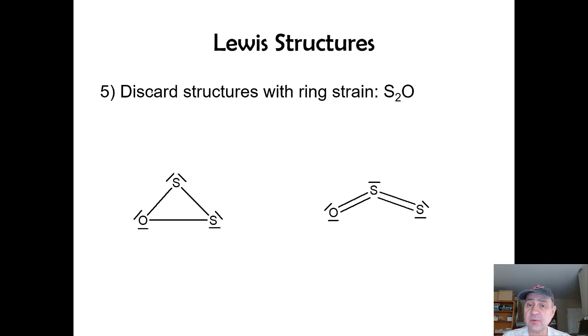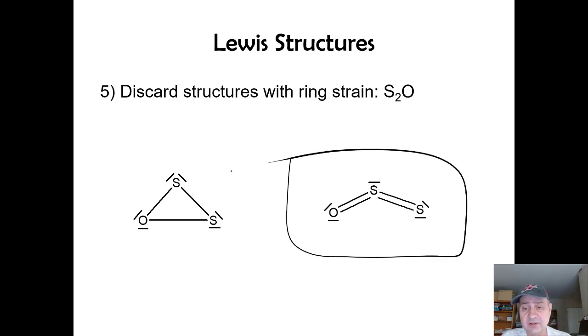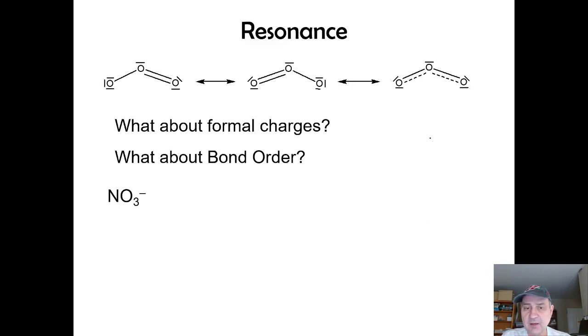Discard ring structures with strain, right? So you know you can have epoxides, you can have 3-membered rings, but if you can come up with a plausible structure that doesn't have ring strain, go with it. So right here, S2O would be more reasonable than a ring, okay? Although we do know rings do exist, 4-membered, 5-membered, 6-membered, etc.